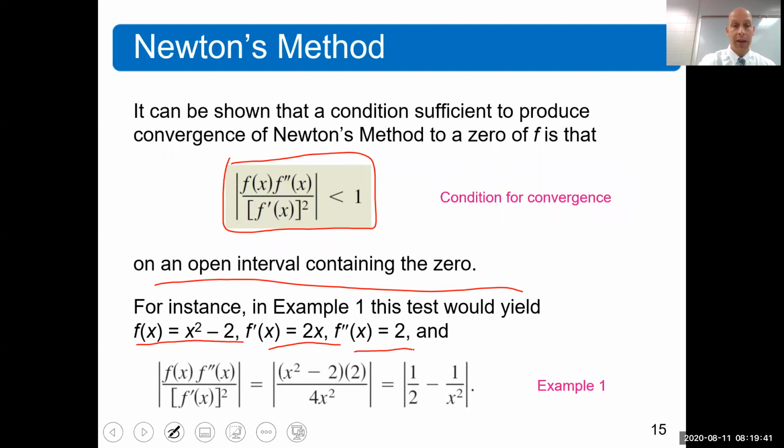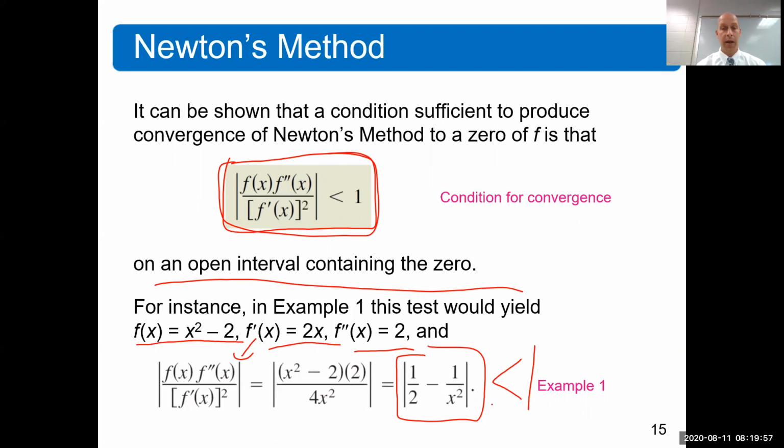So then if we plug this information into our formula up here, you will see that this turns out to be the following, and that is going to be less than 1. Now, I'd like you to think about why that's going to be less than 1. But it's going to be less than 1. And I think I'm going to go ahead and end the presentation here.